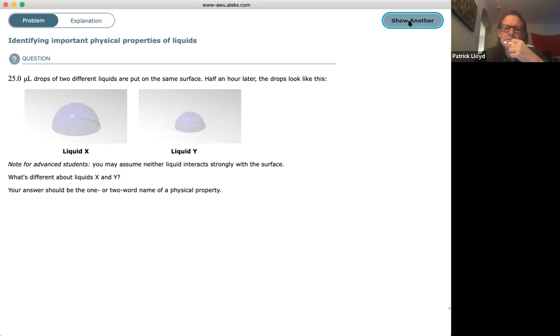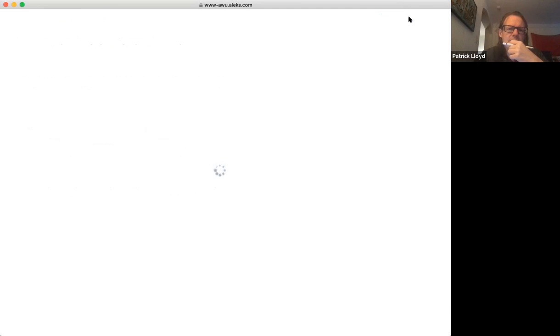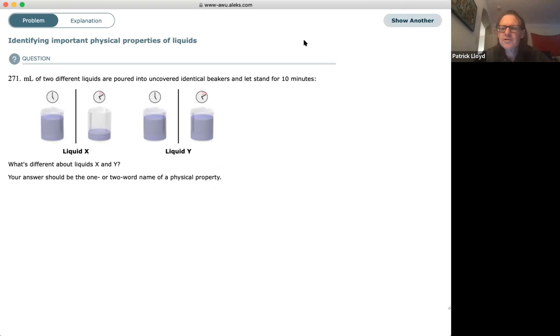Here's another one. Let's take a look at this one. This one's a little different. 271 milliliters of two different liquids are poured into uncovered identical beakers and let stand for 10 minutes. So there's liquid X. After 10 minutes, this is what happens to X. After 10 minutes, this is what happens to Y.